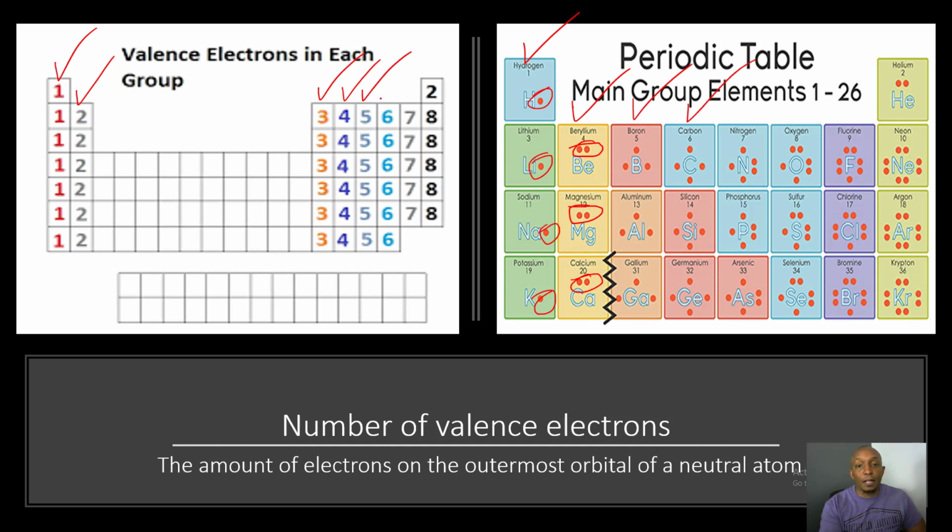Then moving to our next column, all these elements have 5 valence electrons. So if you notice, nitrogen, phosphorus, and arsenic all have 1, 2, 3, 4, 5 valence electrons.